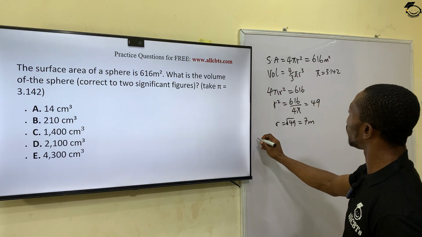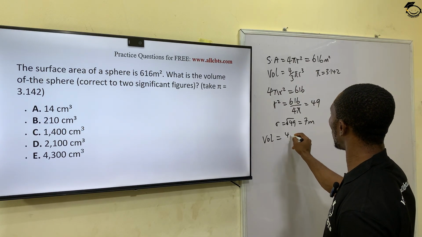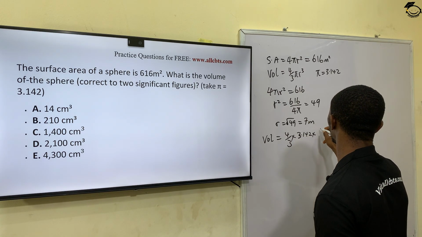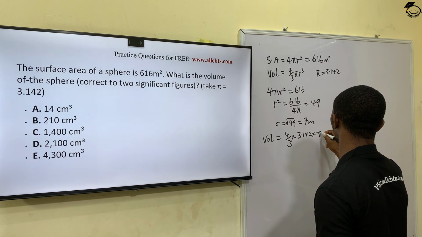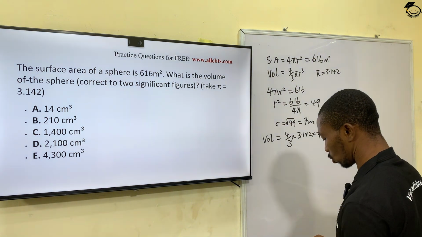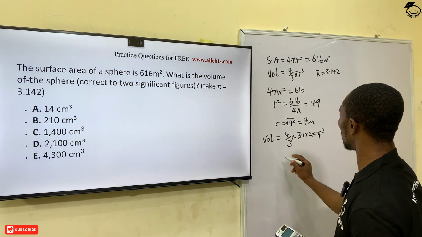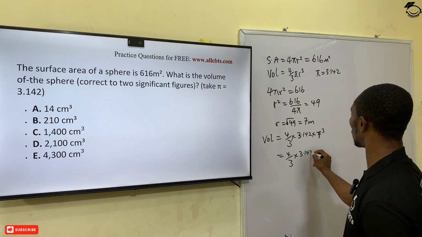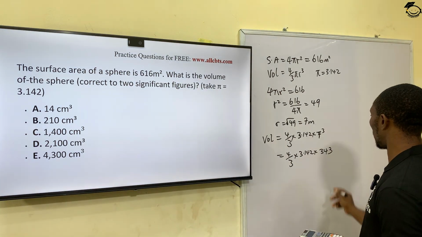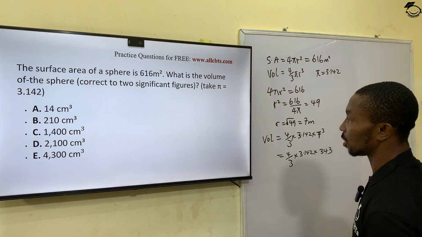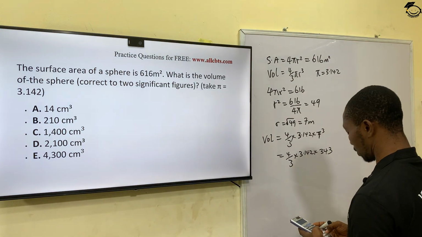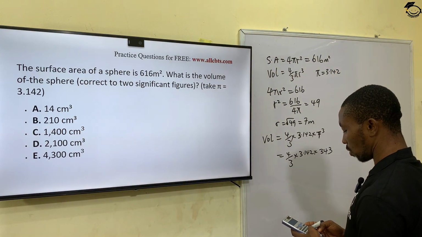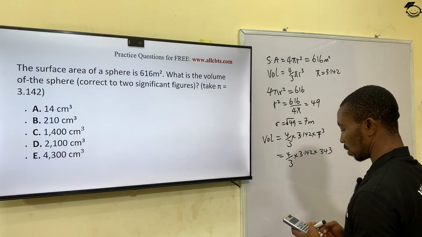Now, back to our formula for volume. Volume of sphere will be 4/3 times our pi, 3.142 times our radius, 7 raised to power 3. And this would be 7 times 7 times 7, which gives us 4/3 times 3.142 times 343. Okay, now having this way, we will now multiply 3.142 times 4, divided by 3.